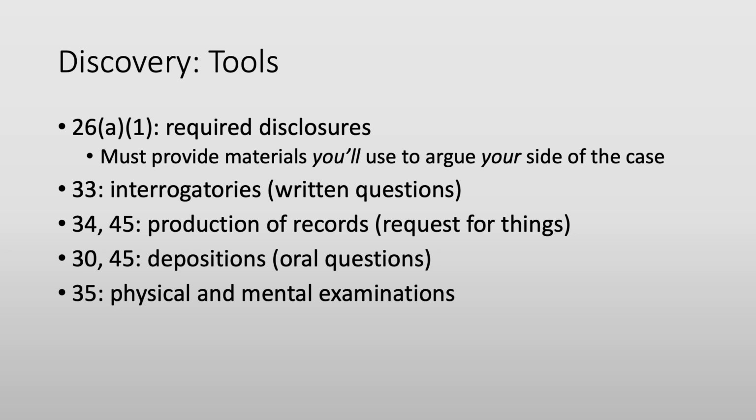So these are the basic discovery tools. I've presented them in the order in which they often happen, but note that you're not bound by this order. You can go in guns blazing and have a request for production if you think you already know what you need. And you can do these things simultaneously. So you have a request for production and you also send over interrogatories. They all work together, and it's important to think about how each one can support your use of the others to get all the information that you need in a limited time.